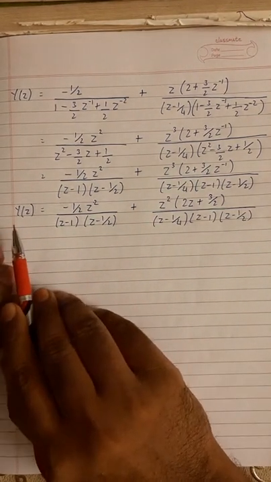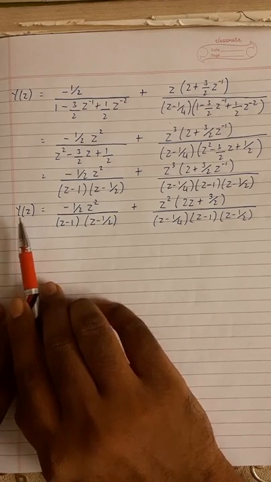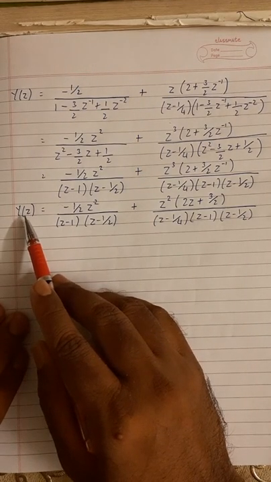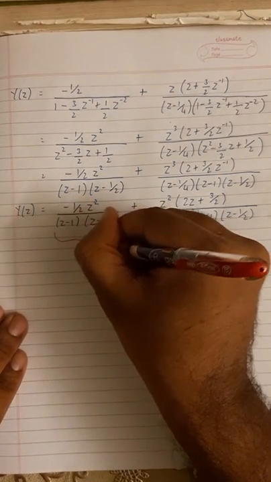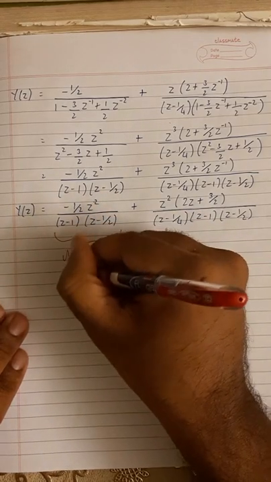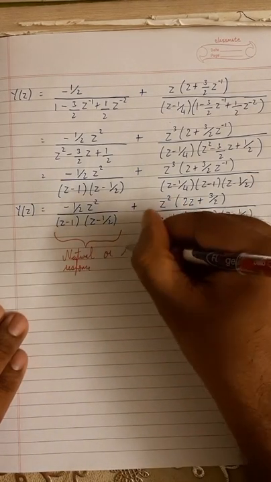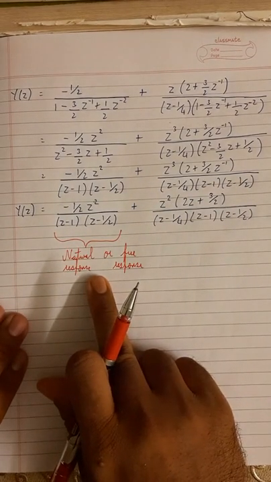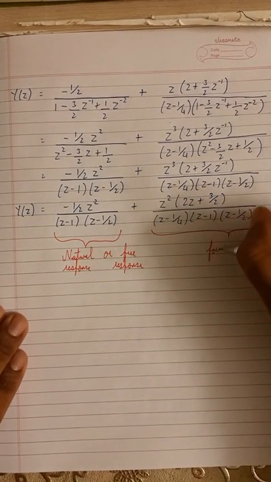So this is the output. This is called as the total response. So every solution of a difference equation or differential equation has two parts of the total output, or two parts of the response, and one is called as the natural response, or also called as the free response. And the other one is called as the forced response.